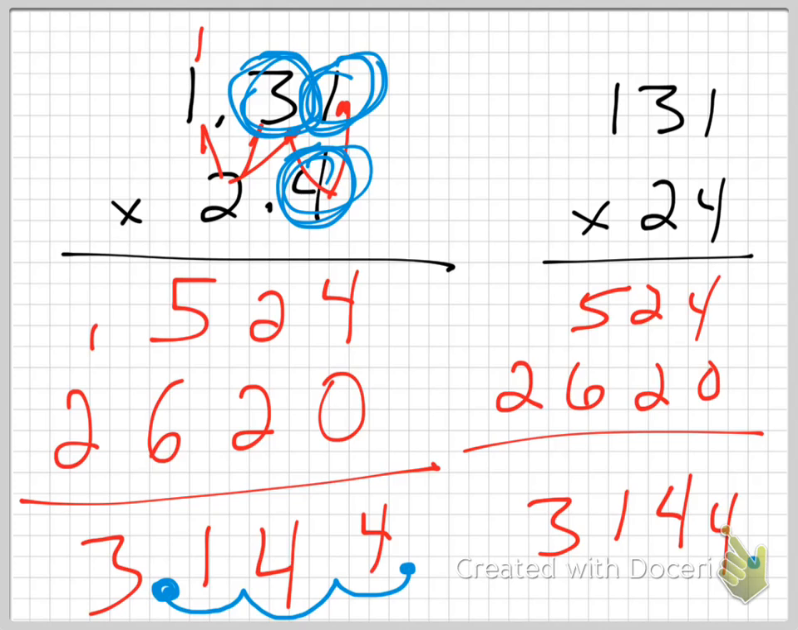Does that make sense? How can you know if you did this right? If you put the decimal in the right spot, how can you know? You can estimate. What is 1.31 pretty close to? 1. What is 2.4 pretty close to? 2. 1 times 2 is 2. Is 3.144 pretty close to 2? Absolutely. What if you had accidentally put the decimal here and made the answer be 31.44? When you estimated it and saw that 1 times 2 is 2, is 31.44 close to 2? No.